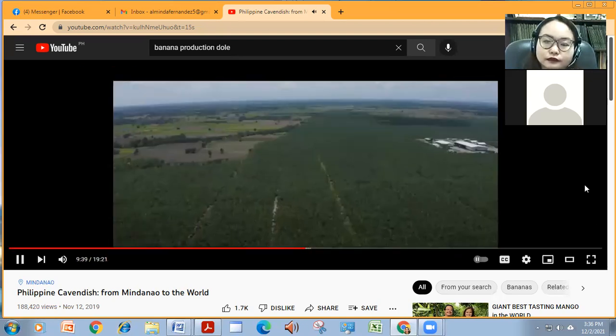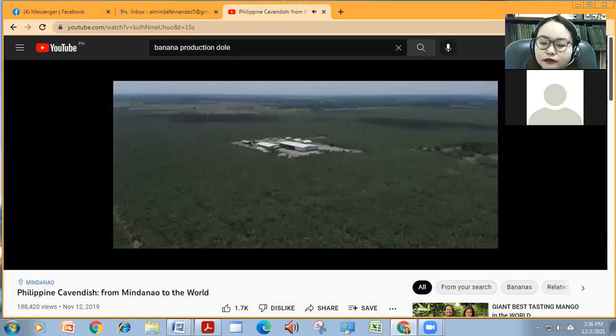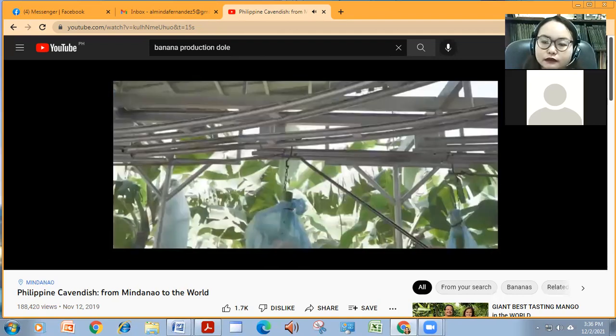Operates a plantation and packing facility in Datu Abdullah Sanki, inside what used to be a conflict area in the province of Maguindanao.